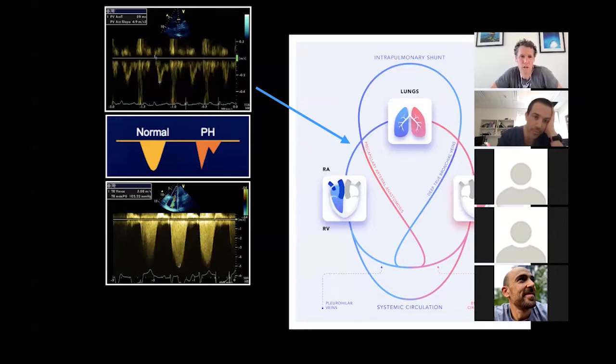Yeah, nice, good job. I think it's probably worth talking about, if we're talking about RV afterload, to start off by talking about the TR Vmax, which is probably the best way you can estimate the systolic pulmonary artery pressures. I think we can also, how do you measure diastolic pulmonary artery pressures?